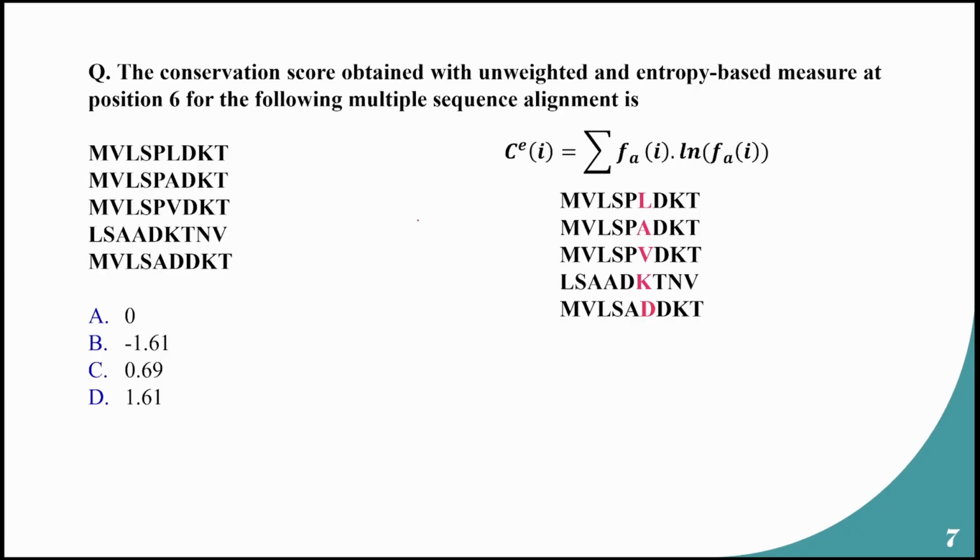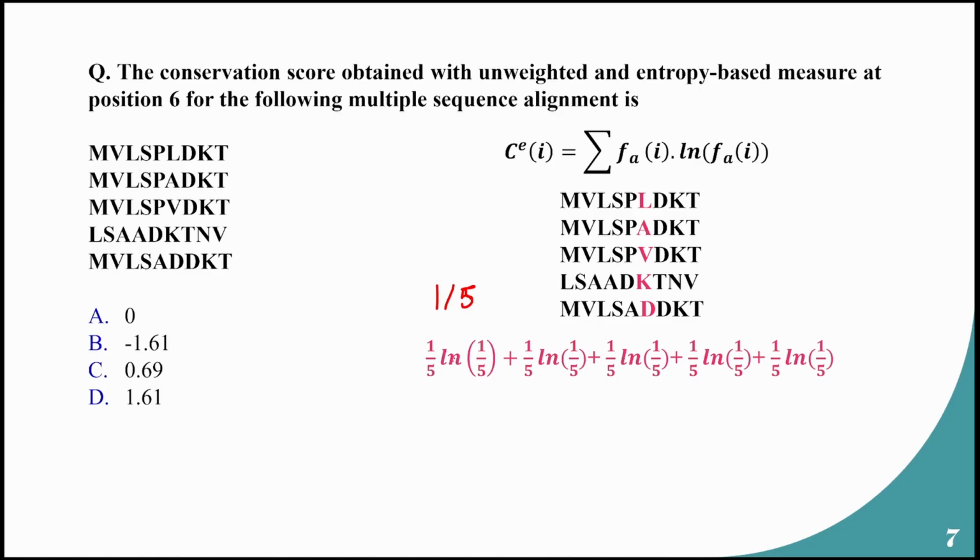Okay. So as I said, what you had to do basically is find out the frequency and multiply that with the natural logarithm of the frequency, right? In this particular case, we see that in position 6, all of the amino acids are different. So you have to do the calculation for leucine, then alanine, then valine, then lysine, and then aspartic acid. But for all of these cases, the value will be the same because they are present a single time in the sequence. So in all of these cases, the frequency will be 1/5, right?